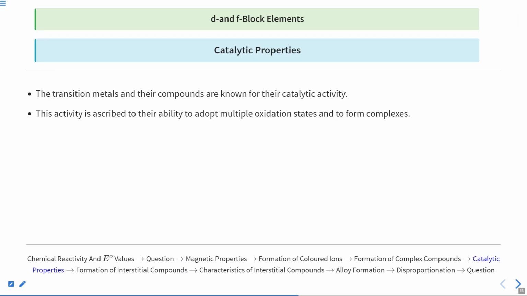Next is the catalytic property. We have seen that they have variable oxidation states due to the availability of d orbitals, and due to this variable oxidation state, they are able to do catalytic work. In catalytic work, basically there is a transfer or acceptance of electrons, and since it can move to various oxidation states, it is capable of doing so. The activity is ascribed to their ability to form multiple oxidation states. Clear?